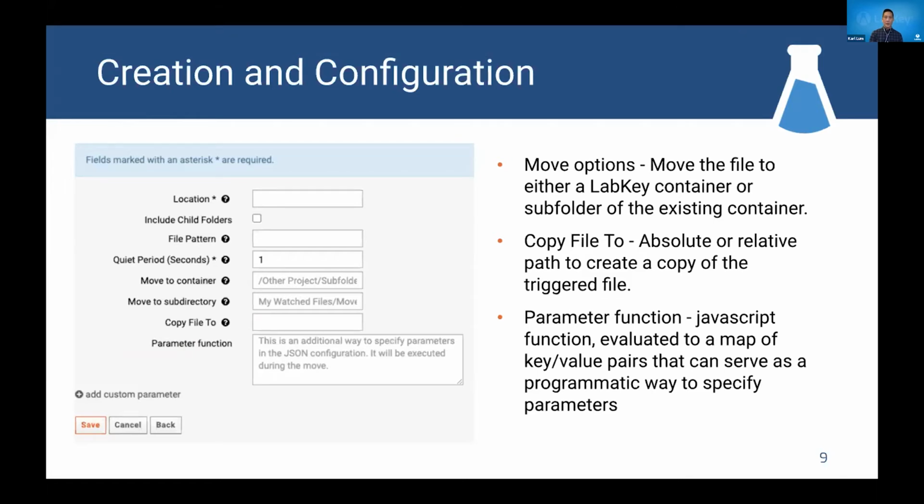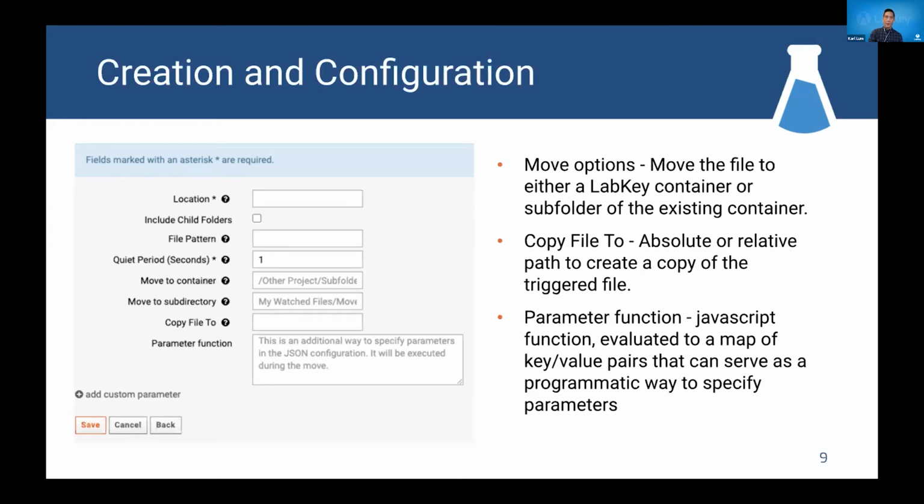Some of you may have noticed that if you look at the files web part, you can create subfolders in there. So that's the virtual file system that I'm referring to here. Copy file to is again an absolute or relative path to copy the triggered file to. And then this last piece, most people will probably not end up using the parameter function, but it's a programmatic way to modify some of the file watcher parameters before it's run.